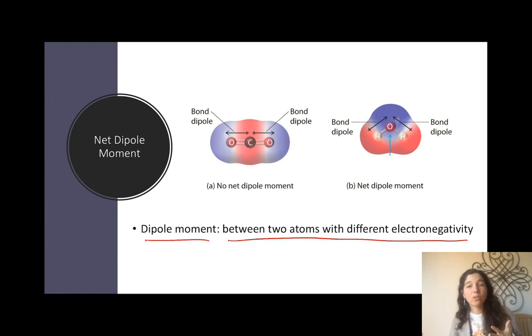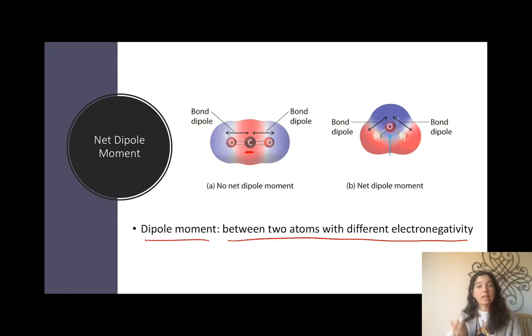They can have different magnitudes. Some of them can be big dipole moments with a big difference in electronegativity, or they can be really small. And when we combine these dipole moments, sometimes the directions in which the atoms pull can cancel each other out. So for an example here, we look at carbon dioxide, right?